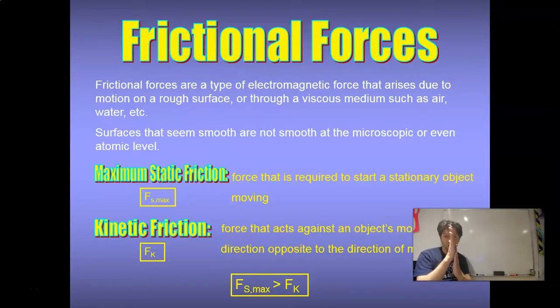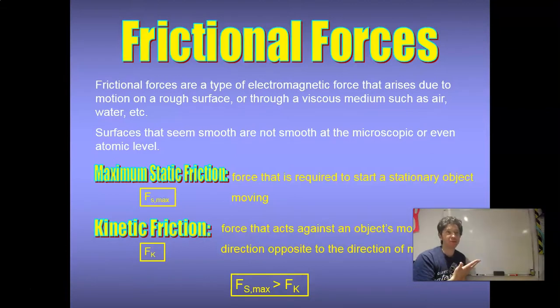So if you have two objects in motion, like this, and their surfaces are moving across each other, this is kinetic friction. And you can see that if you sort of throw or slide a textbook on a table, friction will bring it to a stop, and that's kinetic friction. Static friction is a little bit more tricky to understand. So I have it written here that static friction is required to start a stationary object moving.